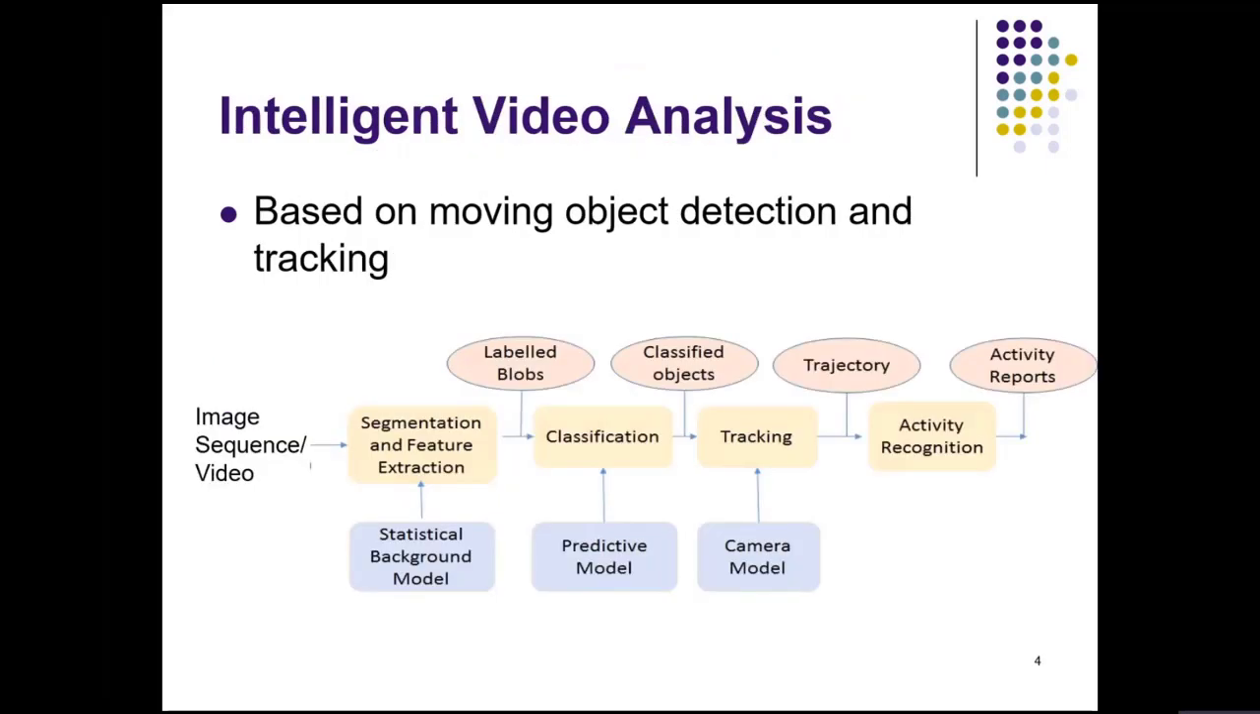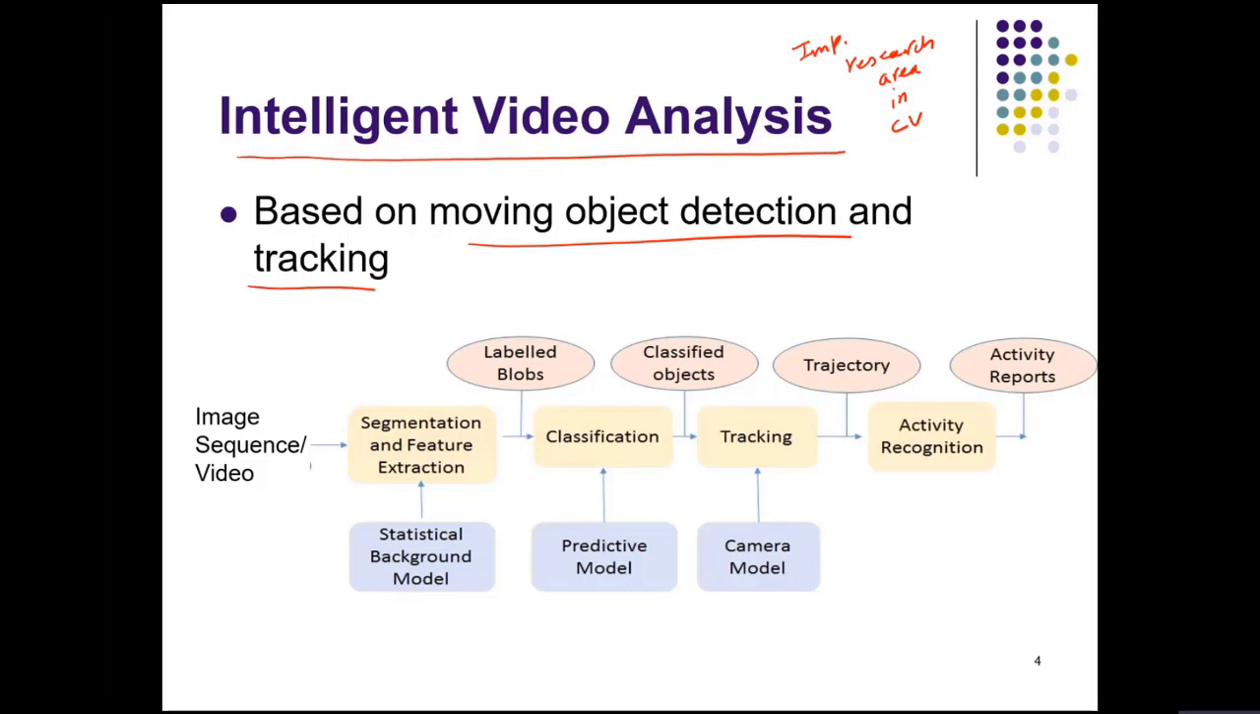Just for your information, this is a high level figure. Intelligent video analysis is an important research area in computer vision, because as we know, it has a lot of applications, especially with a lot of surveillance cameras being installed everywhere in the city. This is a very important research problem: how to do automated video analysis, automatically detect objects and track them. This is the set of tasks that is generally done on an input video.